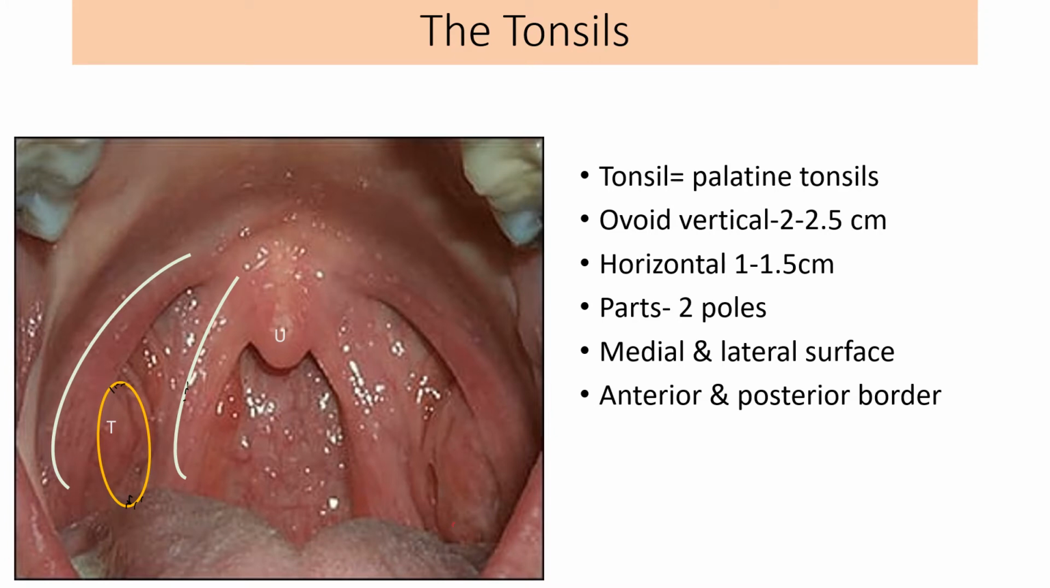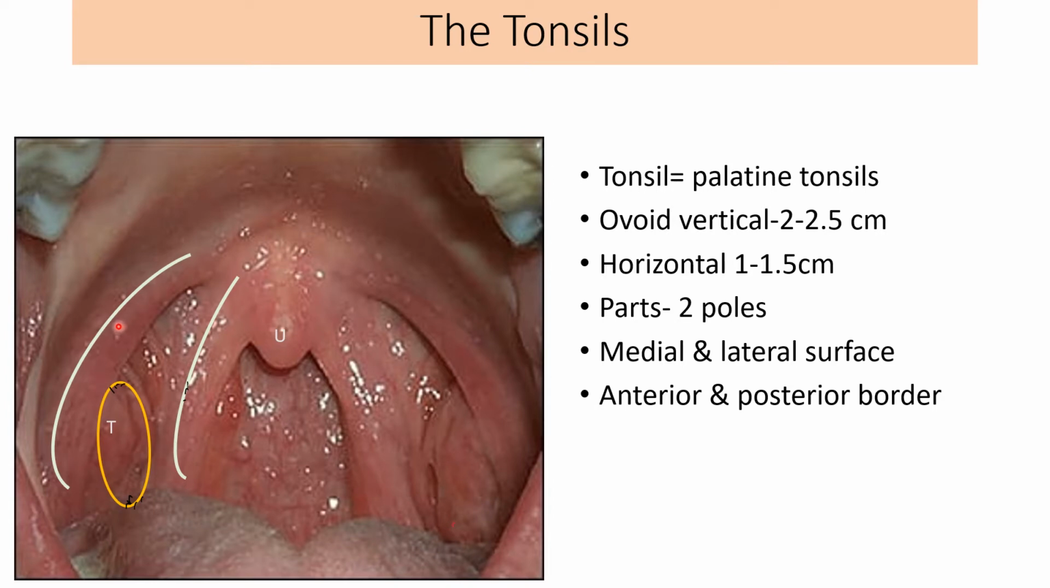Let's see the tonsils, which are the palatine tonsils. Whenever we say tonsils in general, we are actually referring to the palatine tonsils, which are paired ovoid masses of tissue present in the posterior part of the oral cavity. Here, when we open the mouth, this is the posterior part of the oral cavity, the dorsum of the tongue here, the soft palate and uvula over here.